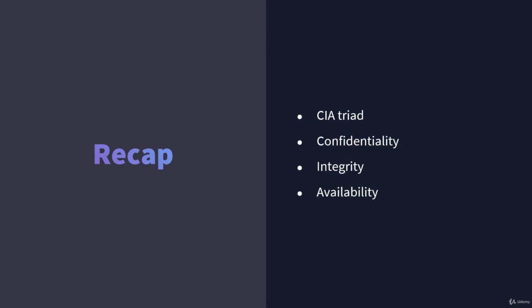To recap, in this lecture we learned what the CIA triad is, and for each of its elements, confidentiality, integrity, and availability, we had a closer look and learned how we can ensure them. With that, we conclude this lecture.